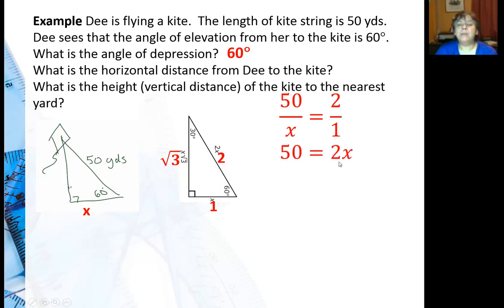So this is a pretty simple cross-multiplying proportion. 50 equals 2x. Divide by 2. So x is 25. So I can say that's 25 right here.